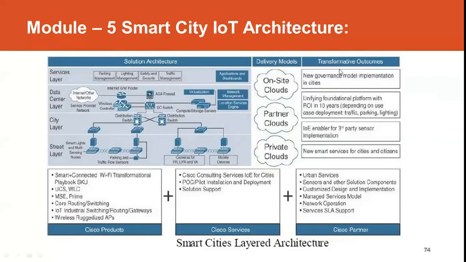All these things can be established using the cloud delivery models. Maybe private clouds can be used, then partner clouds or on-site clouds can be utilized to store, process, and aggregate the data. Here many of the Cisco products, services, and partnerships are available in developing the smart cities.